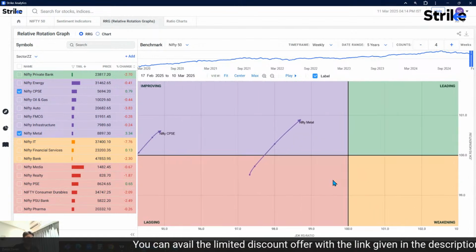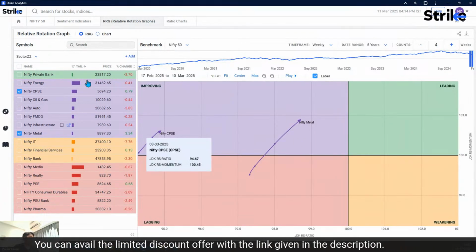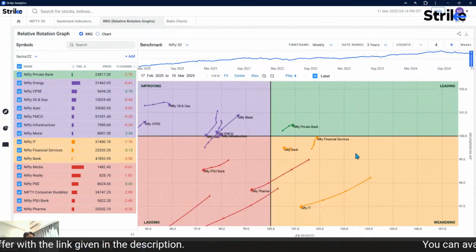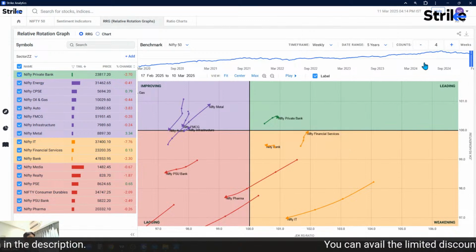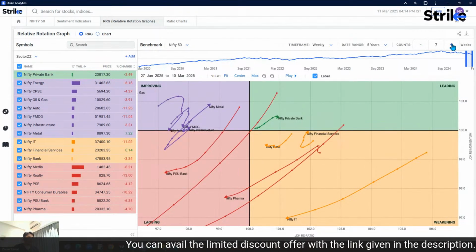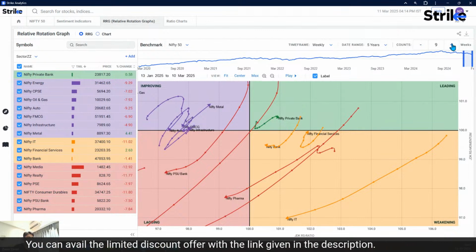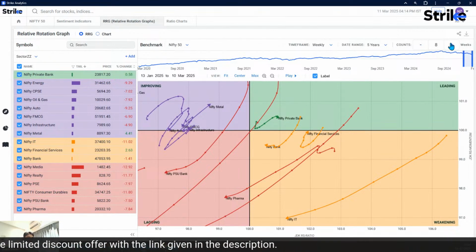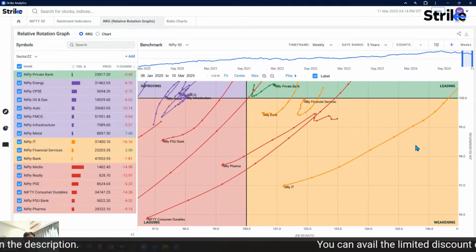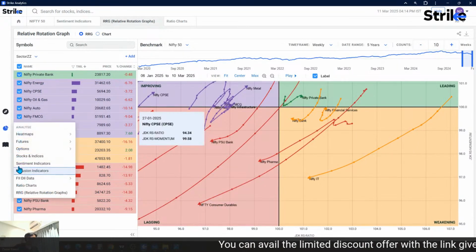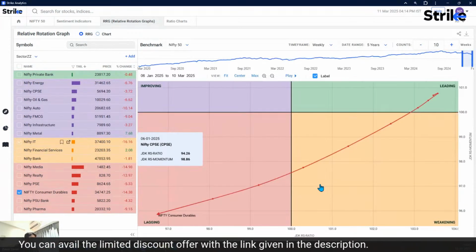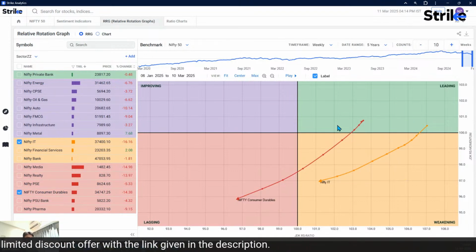But if the same thing is over here, no, if the same thing, let me find out if there are any sectors on the leading ones that are coming down. Okay, so have a look at this. Let's have a look at Nifty IT and consumer durables. Okay, so Nifty IT and consumer durables over here, somewhere over here.